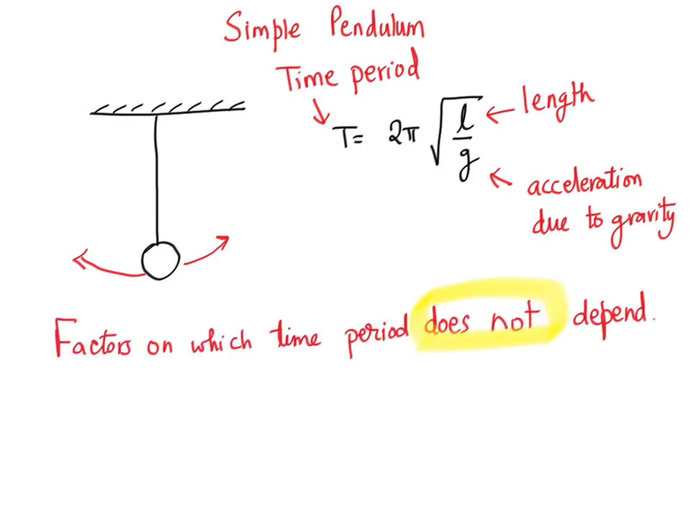So the factors on which time period does not depend are the mass of the pendulum and the amplitude. Okay, so as long as you keep the amplitude small, the time period is not affected by the amplitude. Also, it is not affected by how heavy the object is. The only factor on which it depends is the length of the simple pendulum and also the value of g, which depends on the planet where you are. So we are on planet Earth, so value of g will be taken as 9.8 meter per second square or 10 meter per second square.